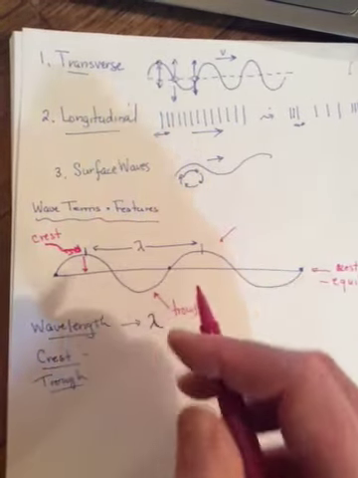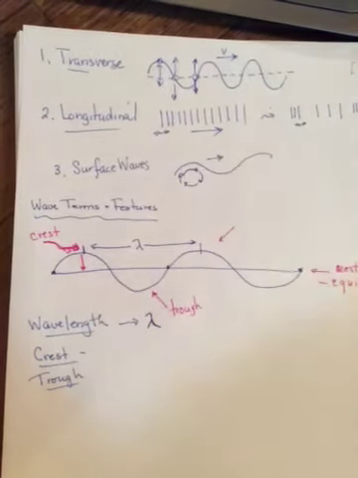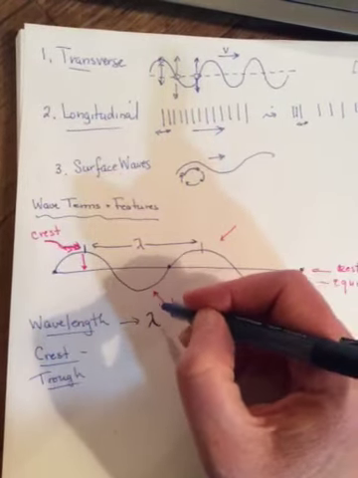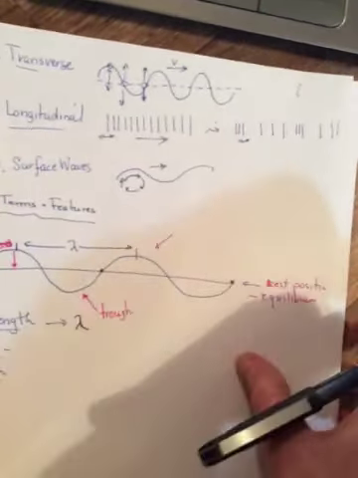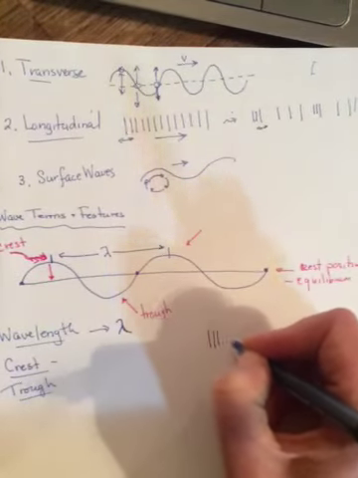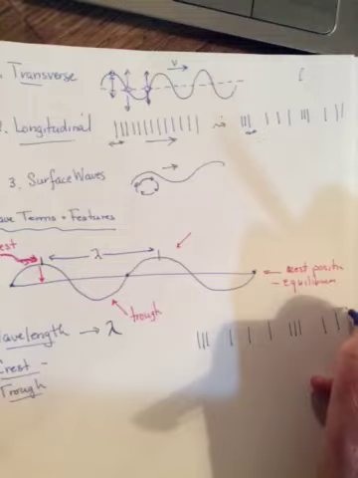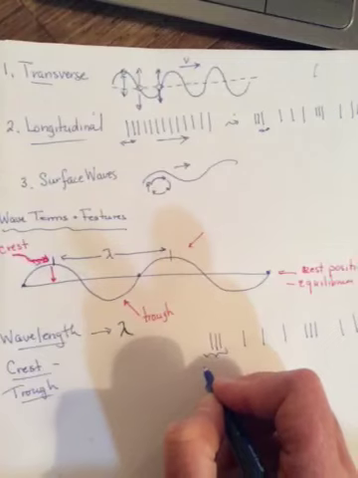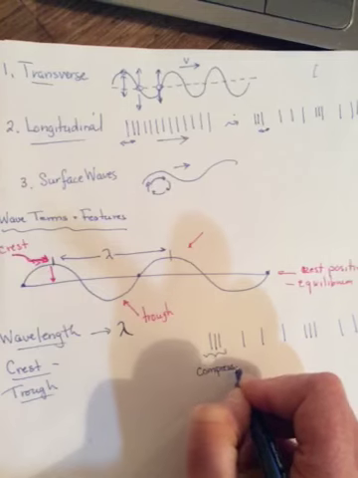Okay, so the trough is the lowest point on the wave below the equilibrium or rest position. So the crest is the point of maximum positive displacement, and the trough is the point of maximum negative displacement. Now, if we were looking at a longitudinal wave, instead of crests and troughs, we have points where all of the particles are together, and that's called a compression.